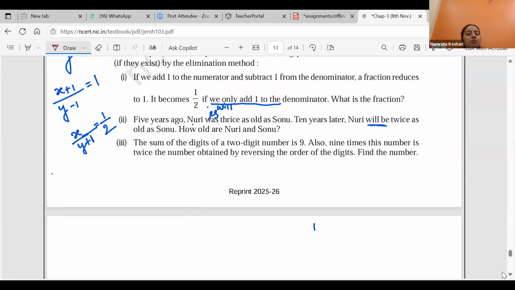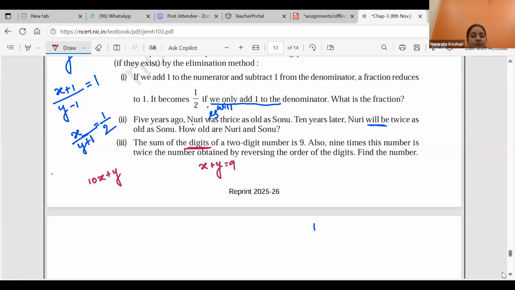The sum of the digits of a two-digit number. The moment I see a two-digit number, I will assume the two-digit number is 10x plus y. Yes, ma'am. That means x is at the tens place and y is at the ones place. Okay, now let's read it. The sum of the digits. Sum of just the digits, not place value, just the digits of the two-digit number. That means you are just adding the digits and you are getting 9. Sum of just the digits, that is 9.